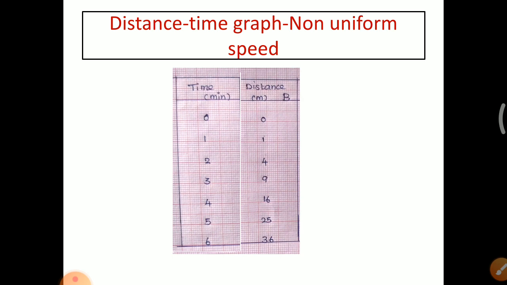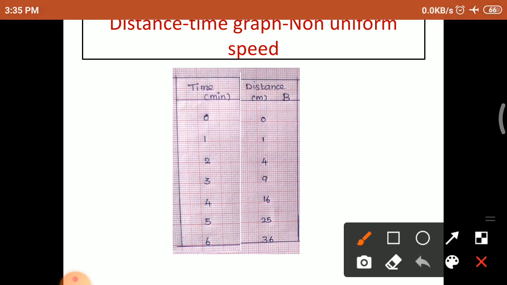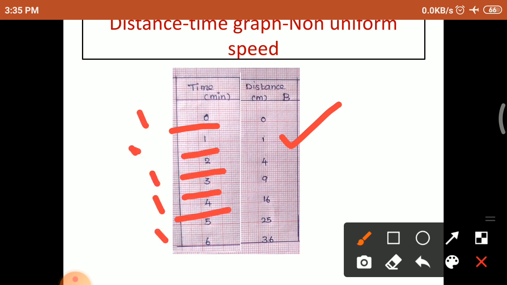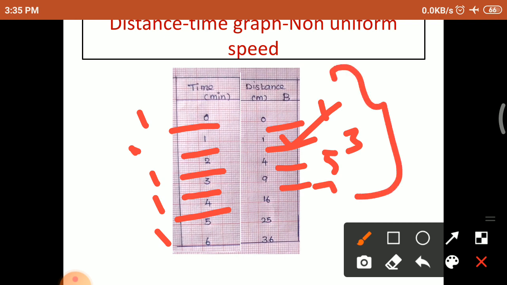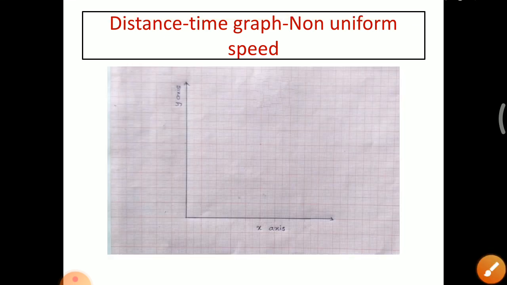The next one we are going to see is the distance-time graph for non-uniform speed. Non-uniform speed means you take the object B, because this object covers unequal distance in equal intervals of time. See the time difference: 1, 1, 1, 1, 1. But see the distance: 1, 3, 5, 7. So this object covers unequal distance in equal intervals of time. So this is called non-uniform speed.